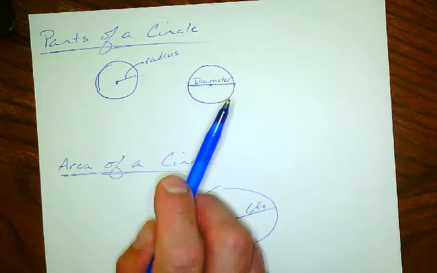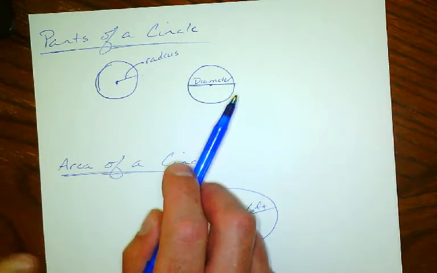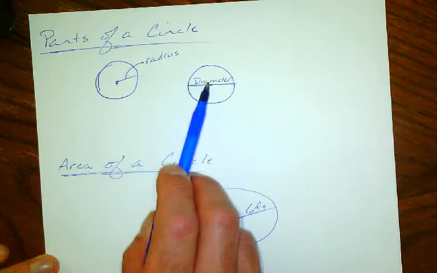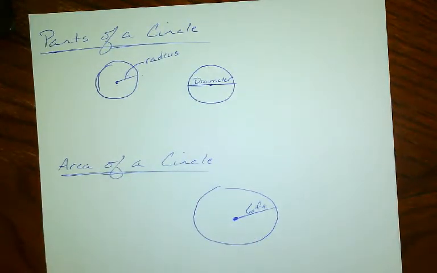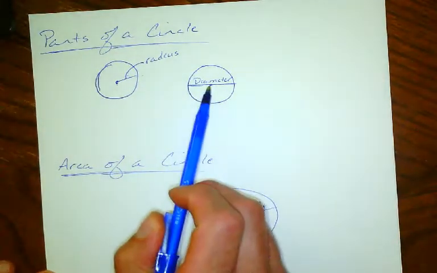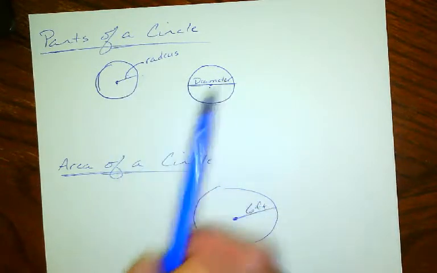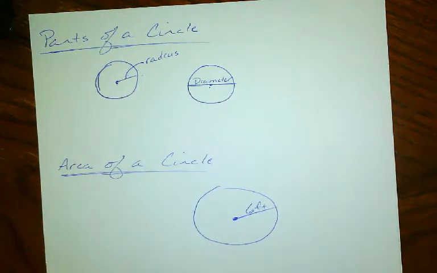Now, the relationship between the two is the radius is half of the diameter, and that's going to come in handy here soon. Or the diameter is twice the radius. So that'll come into play. I don't want to overload you just yet.